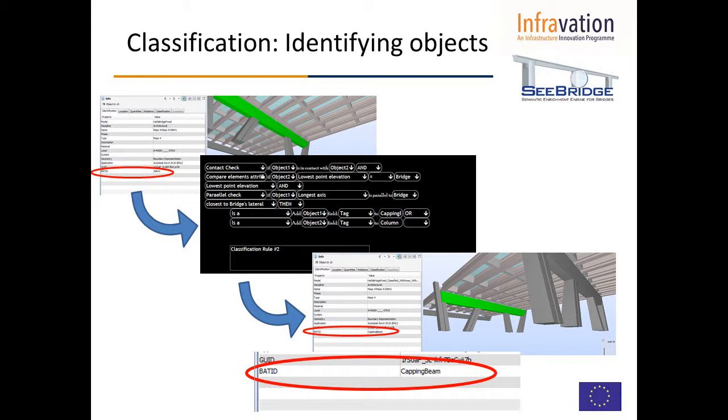Here you can see the model viewed in the Solibri IFC model viewer before and after identification of the capping beam that you saw before, and the rule recognizing it as a C-beam, as it looks in our interface.